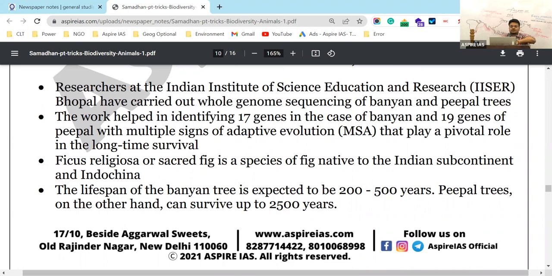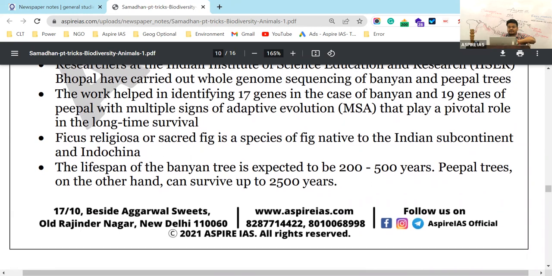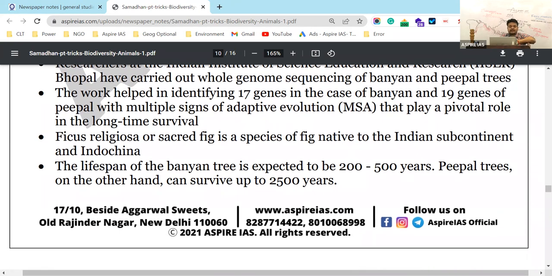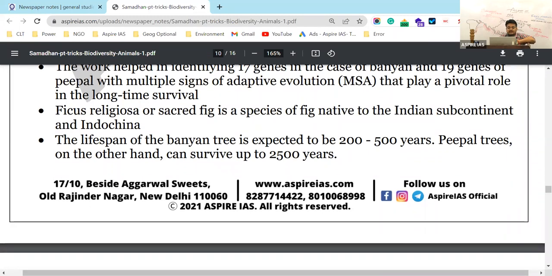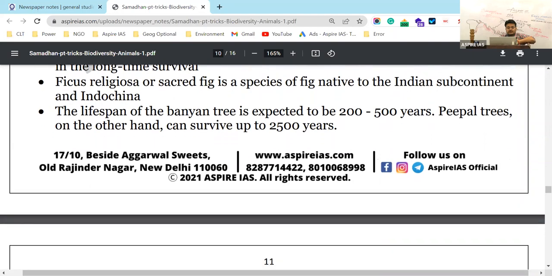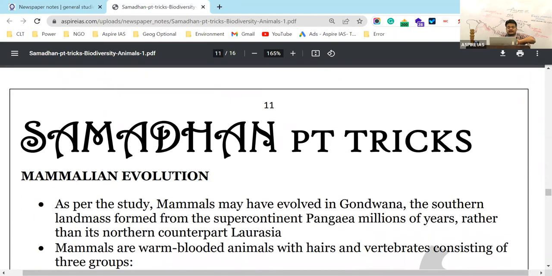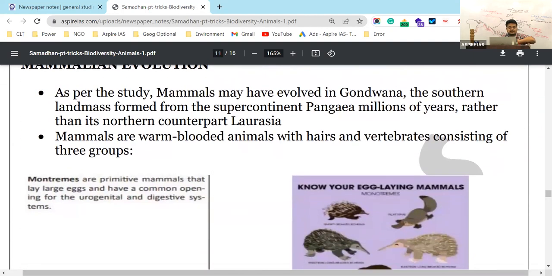Have carried out whole genome sequencing of banyan and peepal tree. The work helped in identifying 17 genes in the case of banyan and 19 genes in the case of peepal, which have adaptive features, that is the overall evolution, and their life is 200 to 500 years.